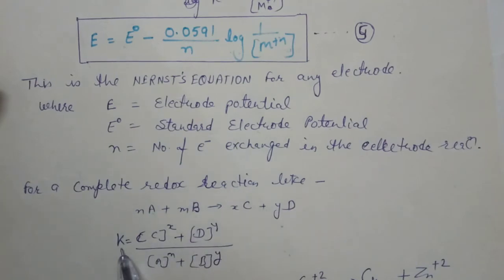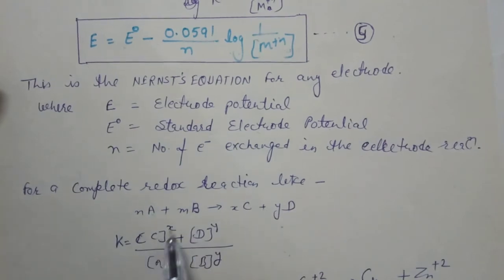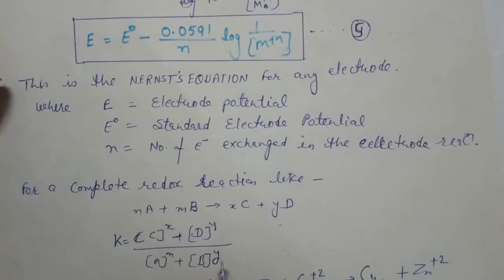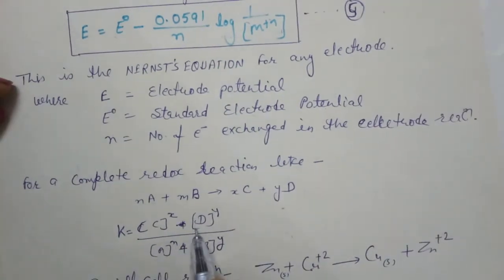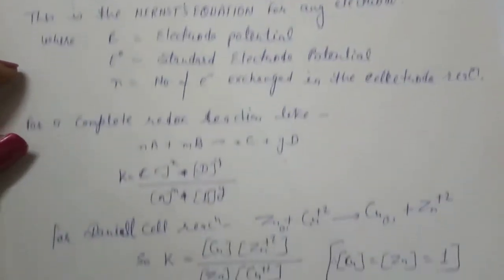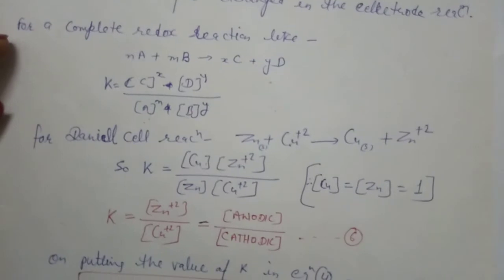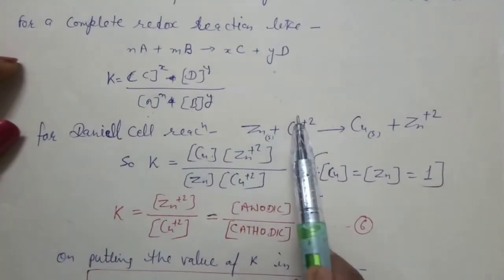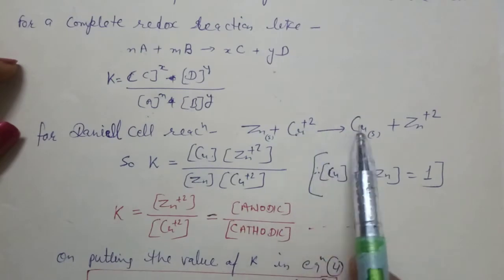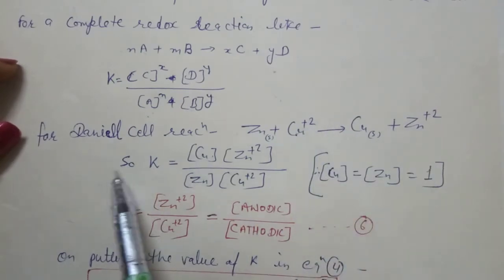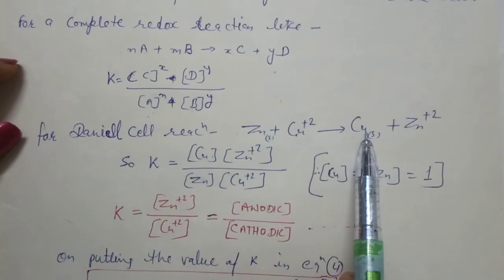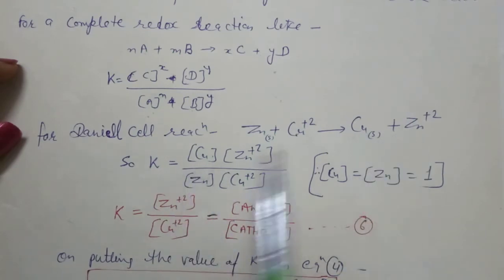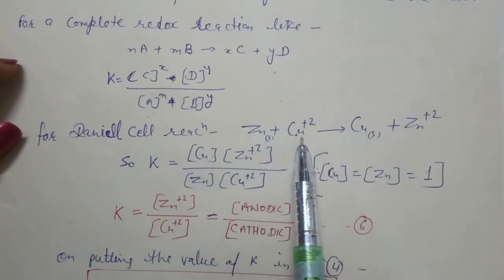So the equilibrium constant K will be equal to C to the power X into D to the power Y upon A to the power N into B to the power Y. Okay, so let's take the direct example of the Daniell cell. For the Daniell cell, Zn(s) + Cu²⁺ = Cu(s) + Zn²⁺. We can say K will be equal to [Cu][Zn²⁺] upon [Zn][Cu²⁺].